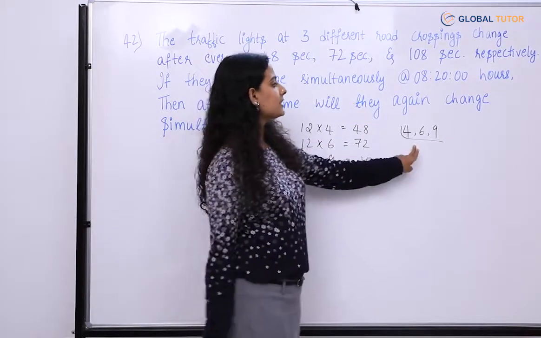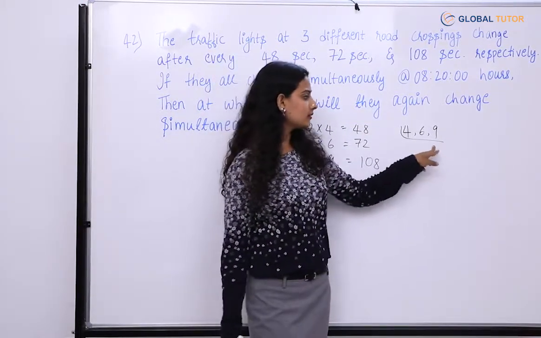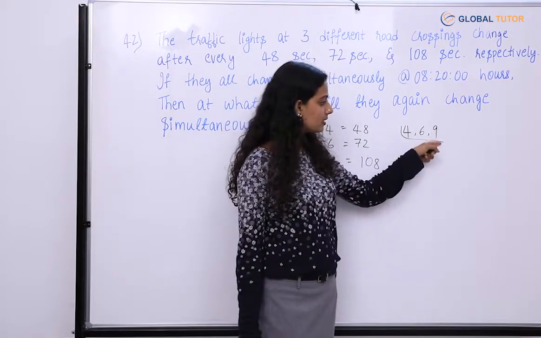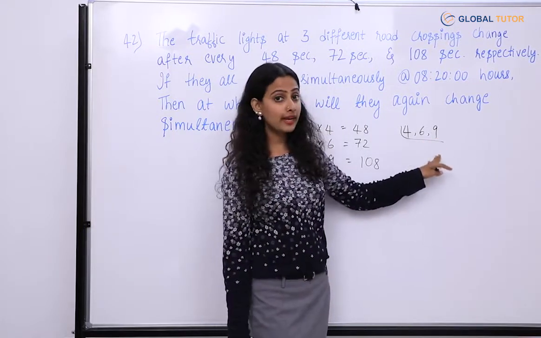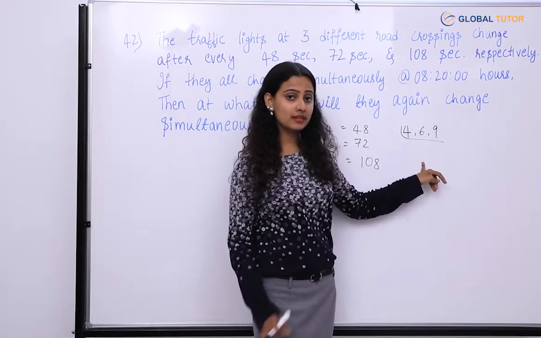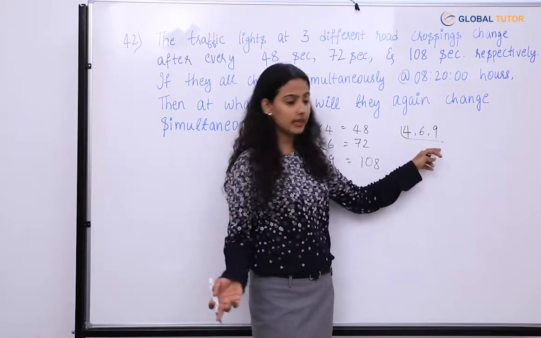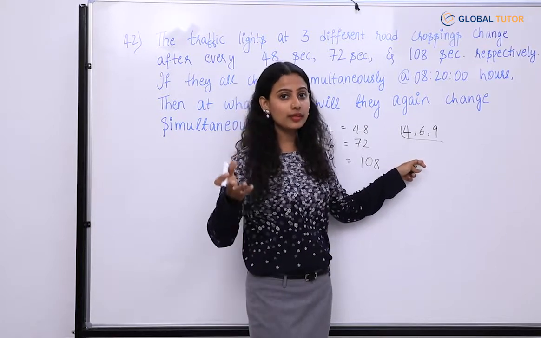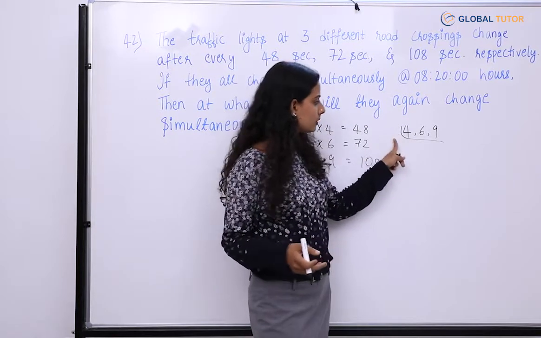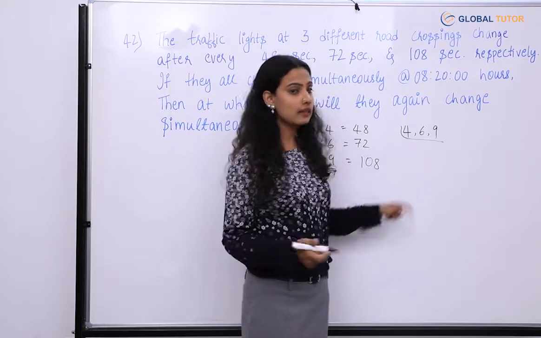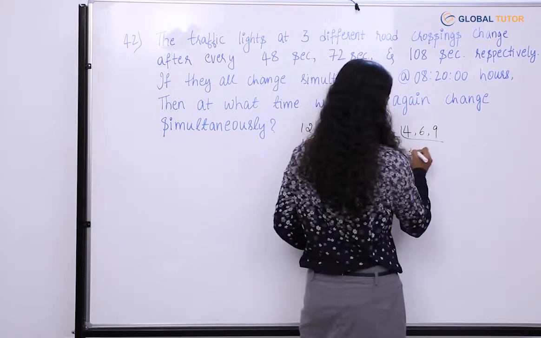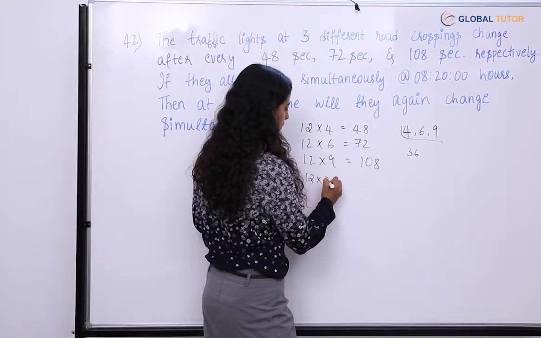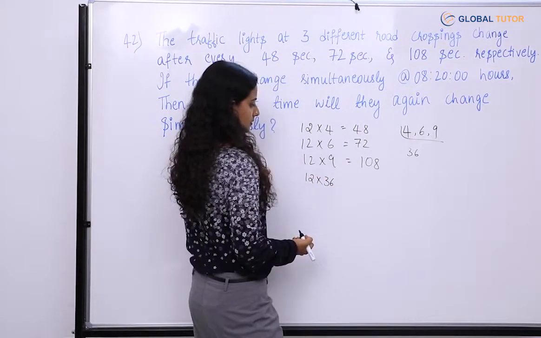Now what is the LCM? You have to first consider the highest number of these 3, which is 9. So 9 is not divisible by 4 and 6. Then the second multiple of 9 is 18, which is also not divisible by 4 and 6. So the first number that you can think of which will be divisible by both 4 and 6 will be 36, right? So this will be 12 into 36.